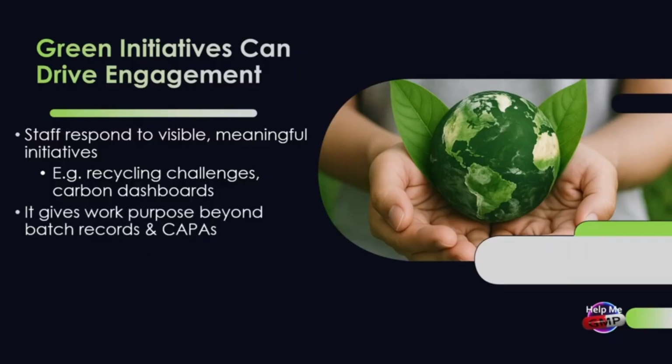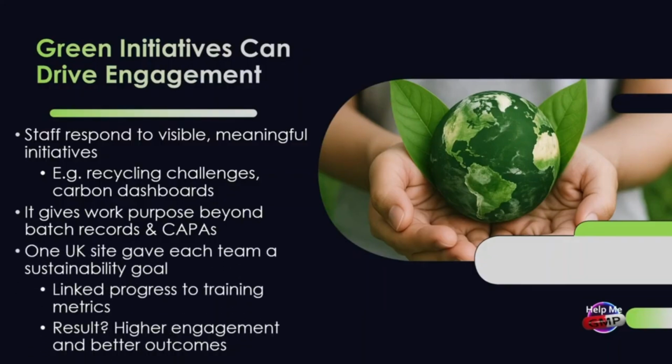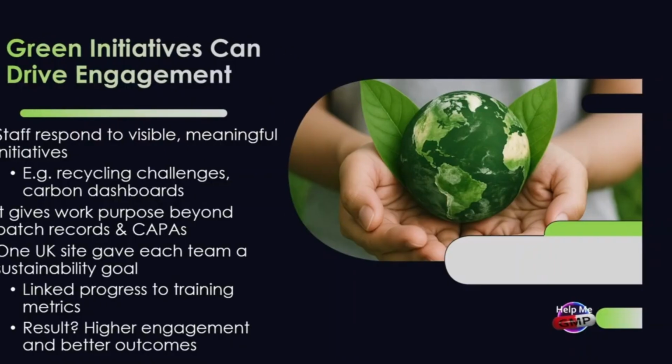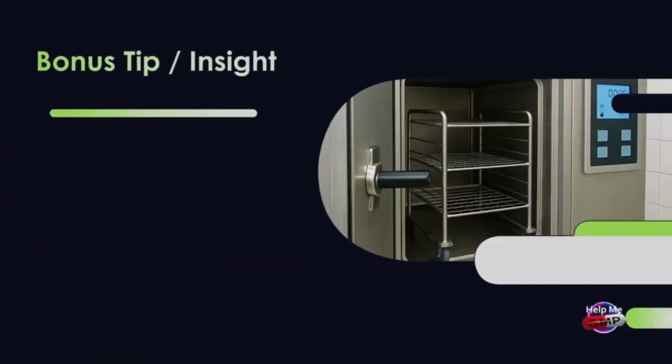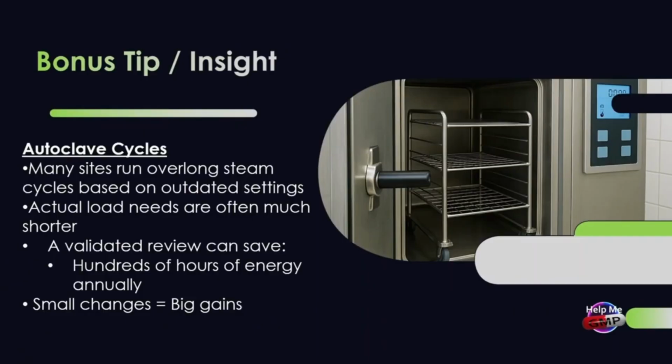Want a practical starting point? Well, look at your autoclave cycles. Many sites are running overly long cycles based on historical settings, not actual load needs. A validated review of steam cycles has saved hundreds of hours of energy time annually on some sites. Small changes, but big gains. Why not try and take this back into your facility?